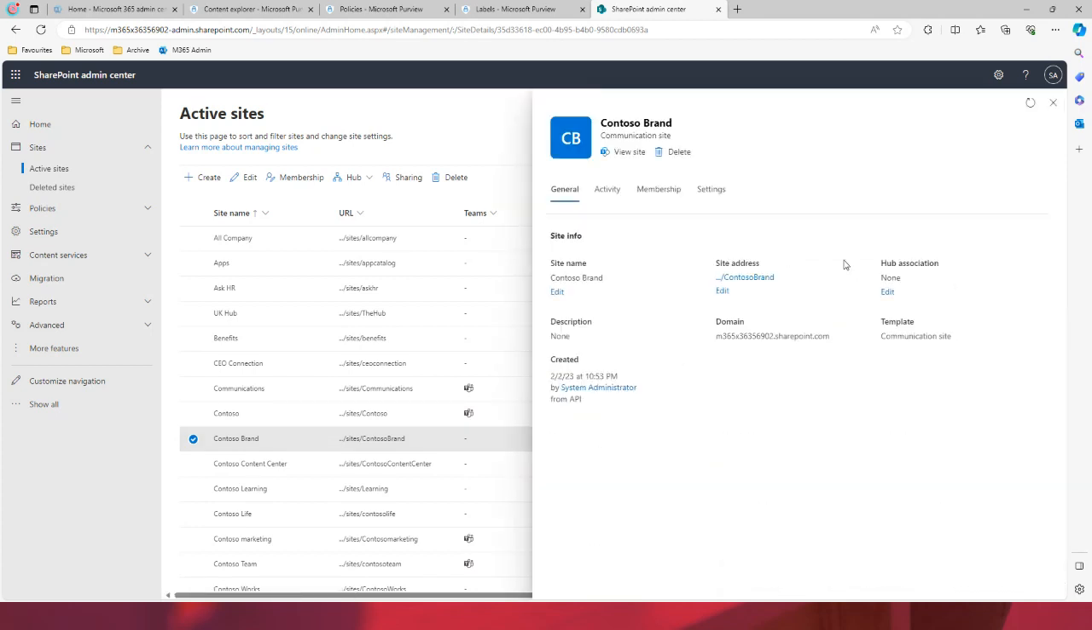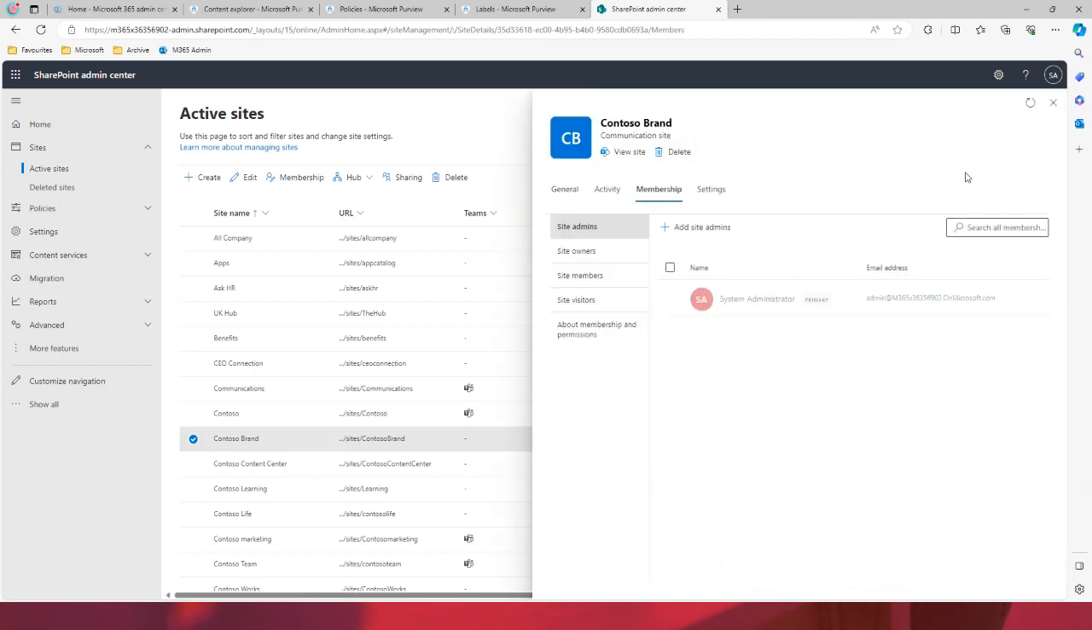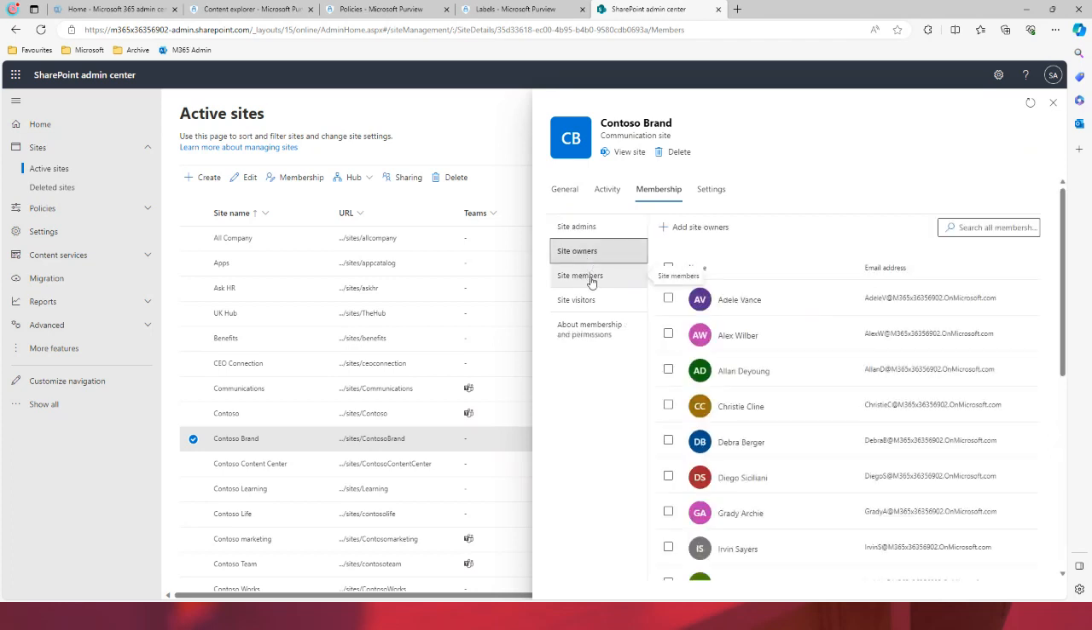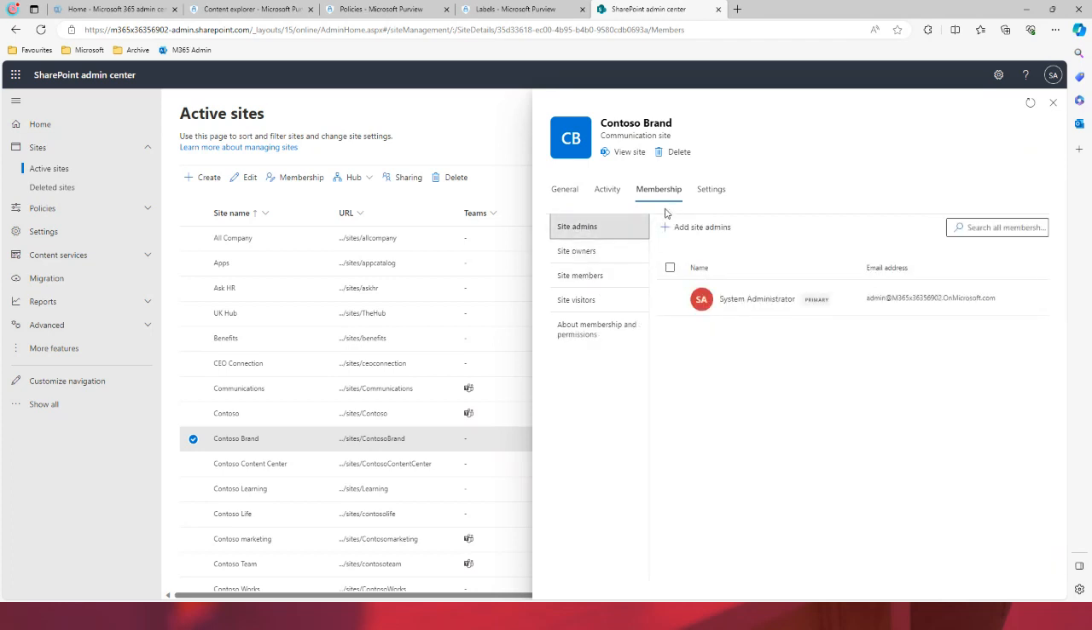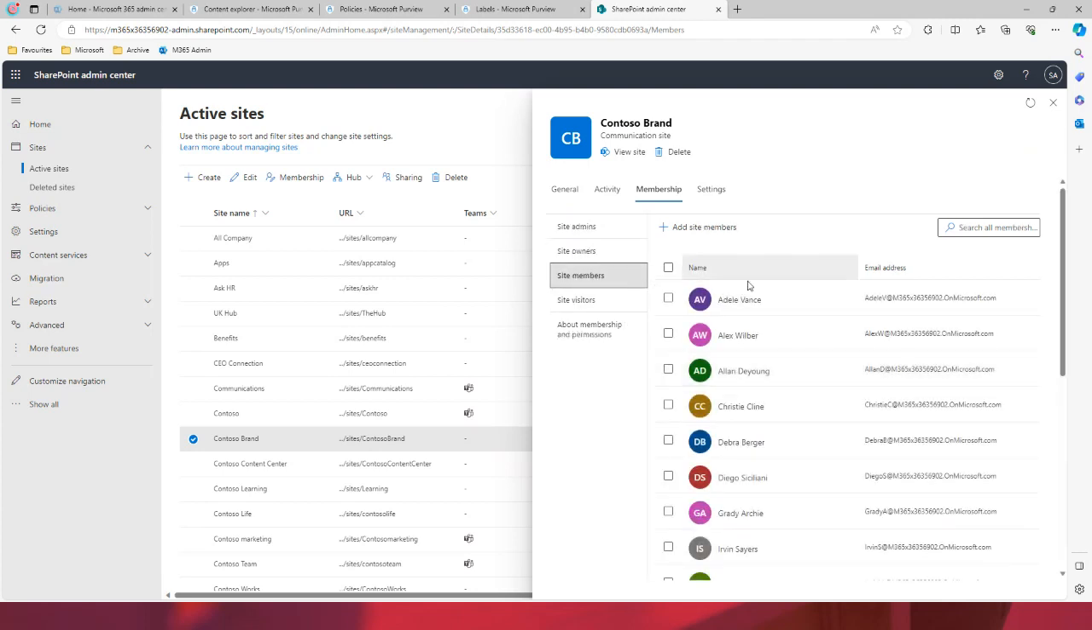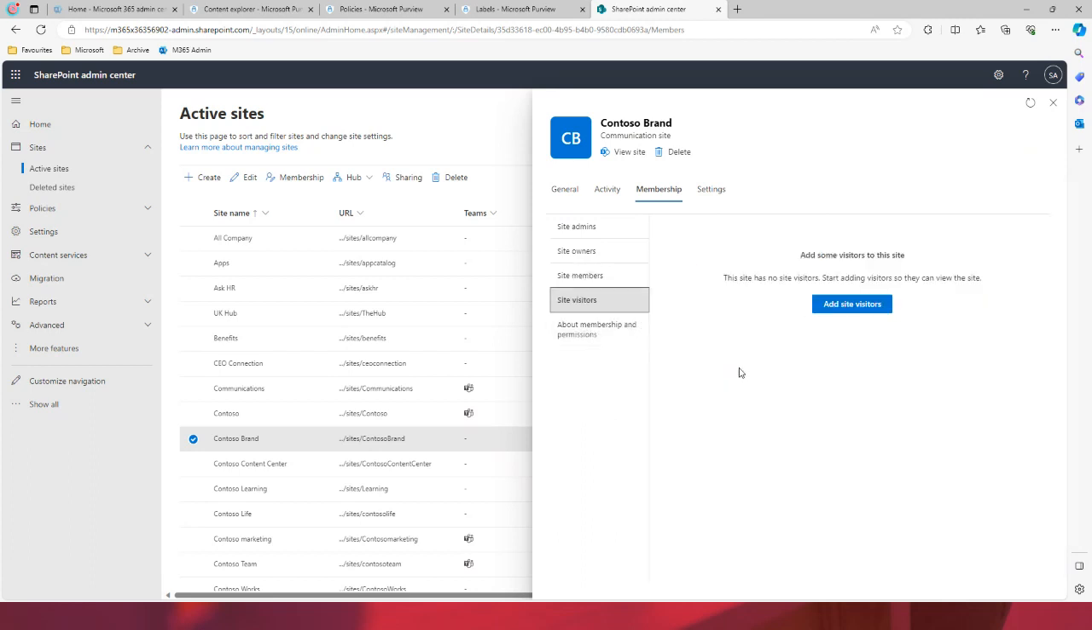So Contoso brand, what we can do is we can come into here and we can start to look at, for example, who has access to that site. So we can start to look at the different memberships. Who are the current admins, who are the owners of the site, who are the members who have access to it, who are the visitors, and we can start to action them. If we see stuff in there that maybe doesn't look quite right, let's say, for example, I'm looking at the payroll site and I can see in the site visitors, it has everyone in the organization. That might flag that something isn't quite right there, and I can action it directly from here.